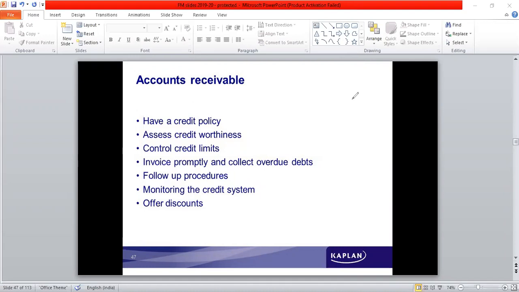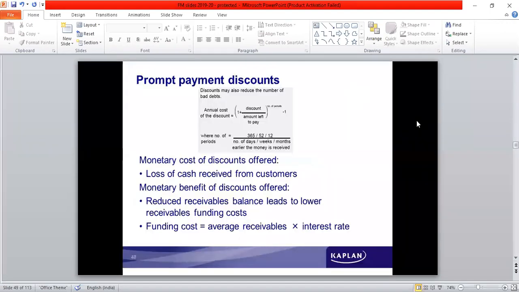Then the reminders about making the payment. So follow-up procedures are there. Monitoring the credit system from time to time: if there is any revision which needs to be made, some strategies have to be altered. That is monitoring the credit system. And once in a while there are discount offers also. I'll discuss discount offers in detail in some other topic, so we will see that.